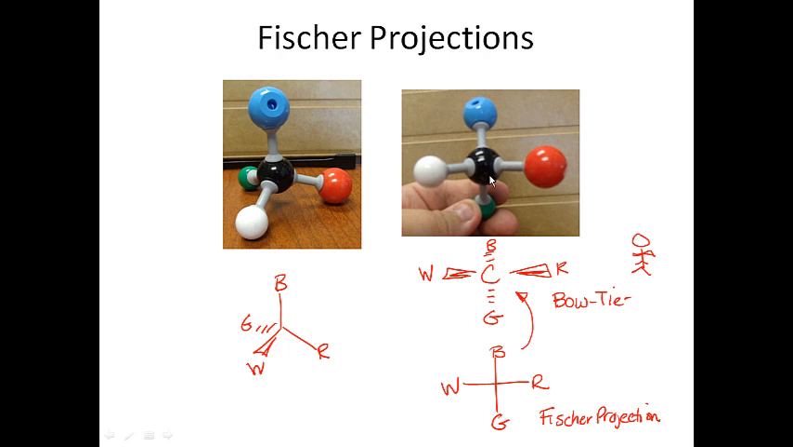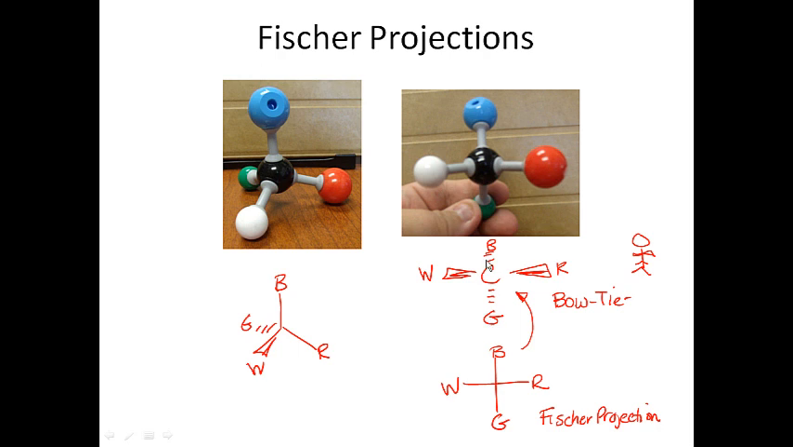So determining R and S configurations of Fischer projections, if you're doing the group switching method, is actually pretty straightforward, because our group switching method just simply means that we move the lowest priority group to a bold wedge. Does it matter whether it's the top or the bottom bold wedge? No, it doesn't.